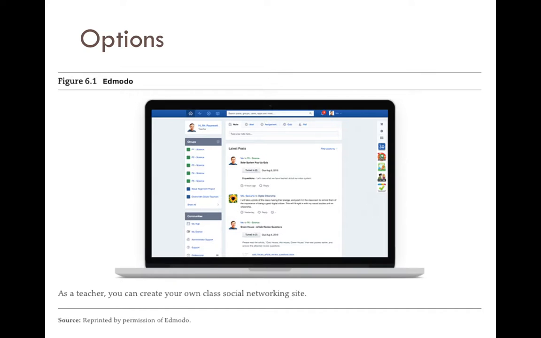Now, remember, you have a lot of different options. As a teacher, this gives you one example with Edmodo of creating your own social networking site. This is very applicable to Facebook's setup. It's not necessarily that they want to copy how Facebook looks, but we're used to how Facebook operates. So if you use an interface that is similar to that, then people have a more intuitive way of coming into it and using it.